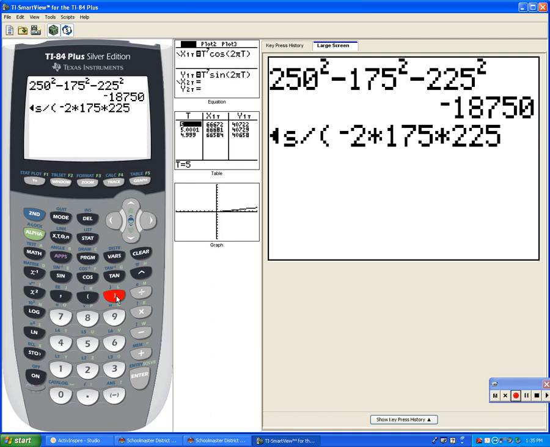I had to make a negative. With the negative button? There should be a plus minus button on your calculator.